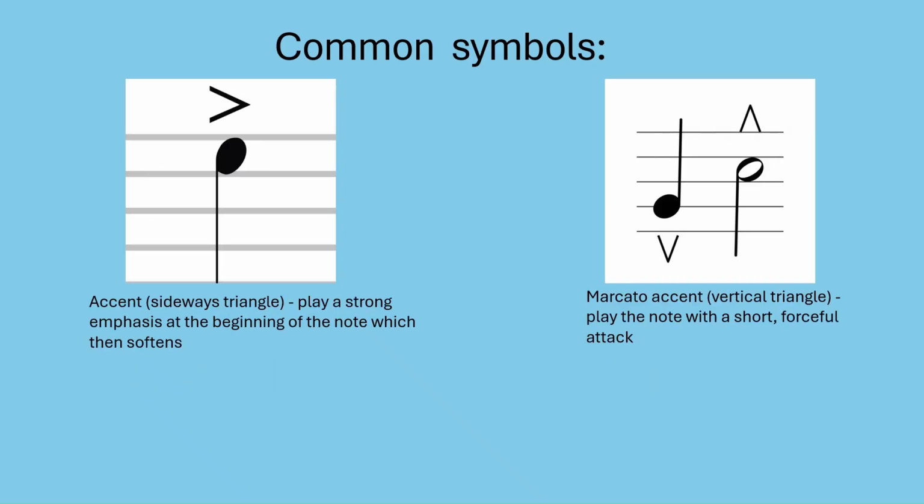On the screen now are different kinds of accents. The accent to the left, which looks like a sideways triangle, means to play a strong emphasis at the beginning of a note, which then softens, which would sound a bit like this. And here's what it would sound like if I played all the notes in Twinkle Twinkle with this accent.